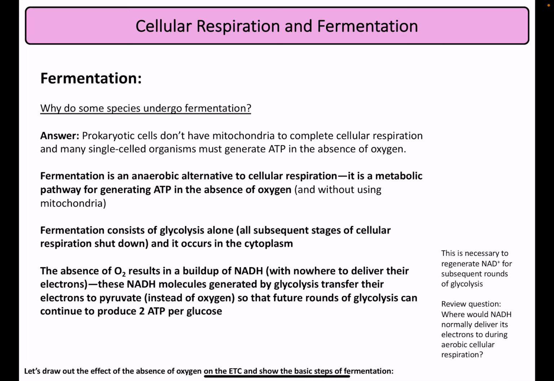On the right side, we have a review question that reads, where would NADH normally deliver its electrons during aerobic cellular respiration? I actually showed you that in my drawing. The answer was, well, if this organism was undergoing cellular respiration, which it's not, those electrons would be transferred to the ETC. So the ETC is the answer to that question.